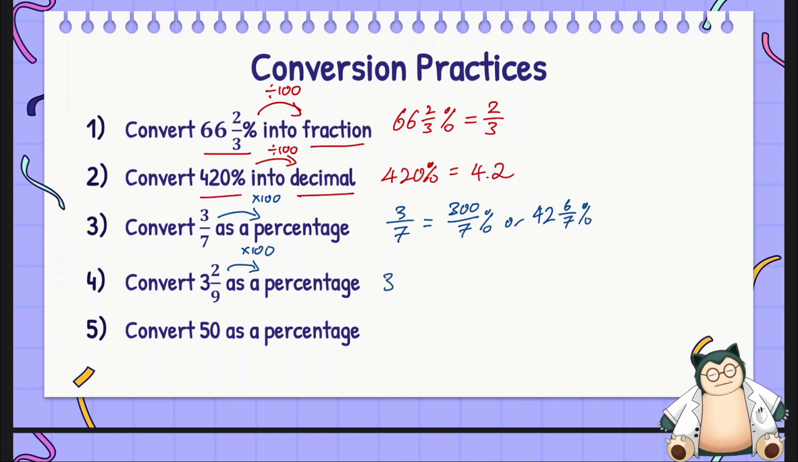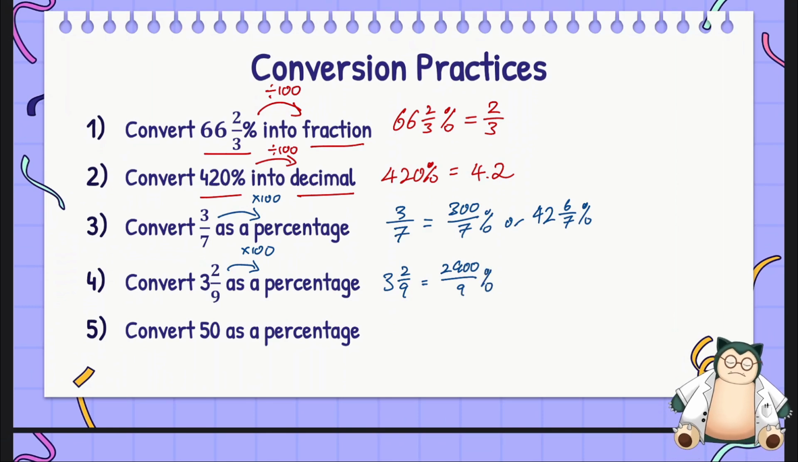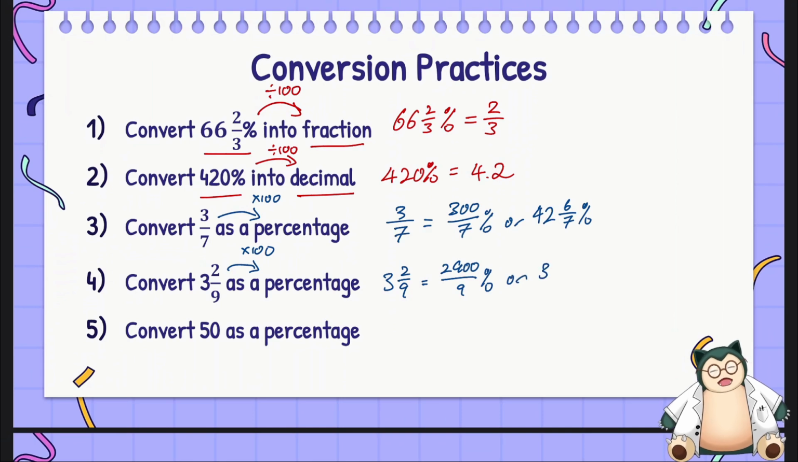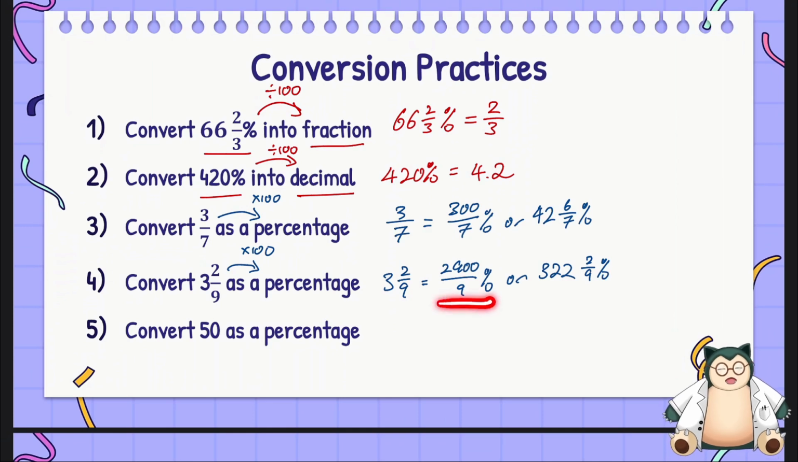Okay, next one, 3 2 over 9. When we convert it into a percentage, we just multiply by 100. And we should get 2900 over 9%. Okay, now we can also convert it into a mixed fraction, which will give us 322 2 over 9%. Now, is it wrong to leave it in improper fraction? Answer is no, it is still correct.